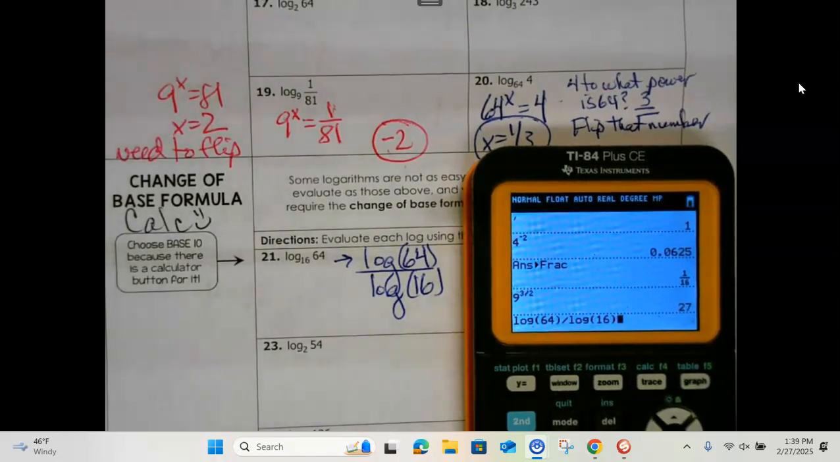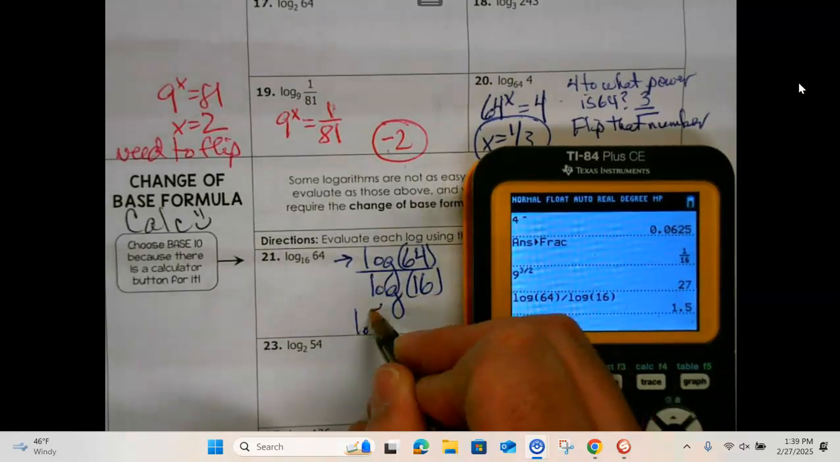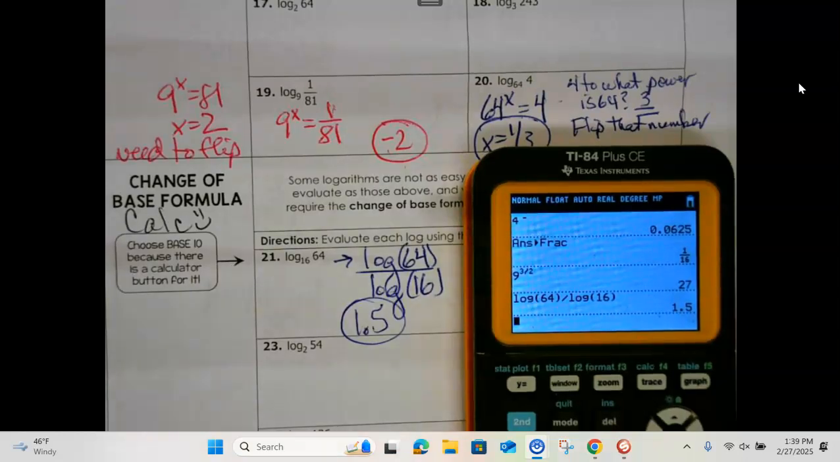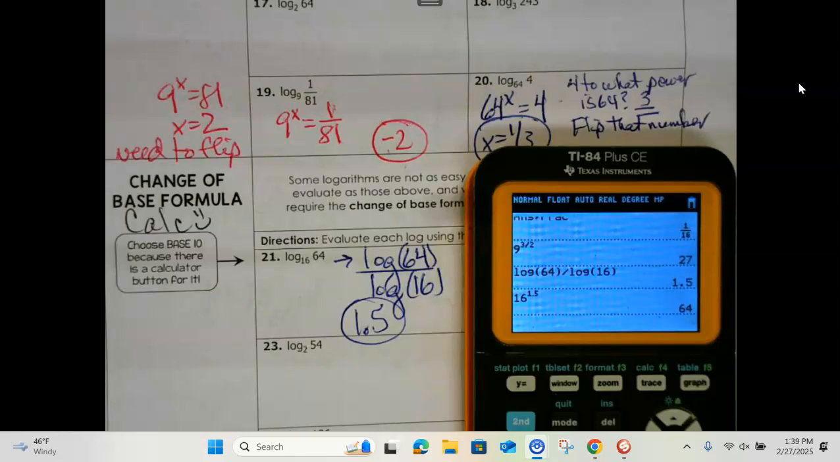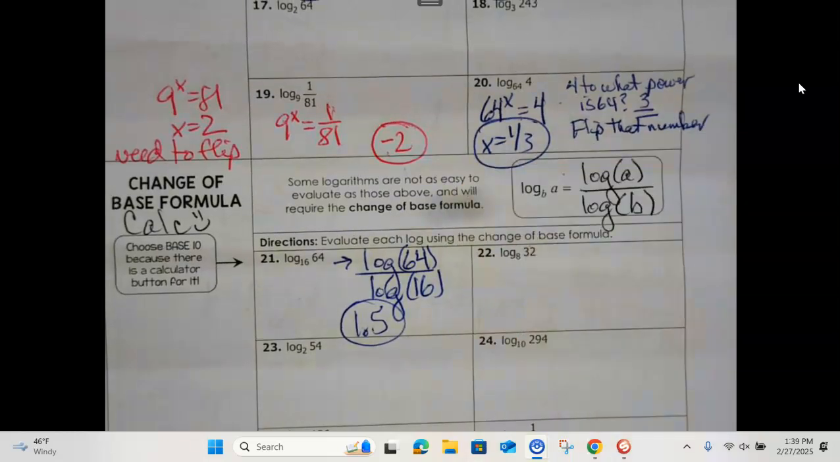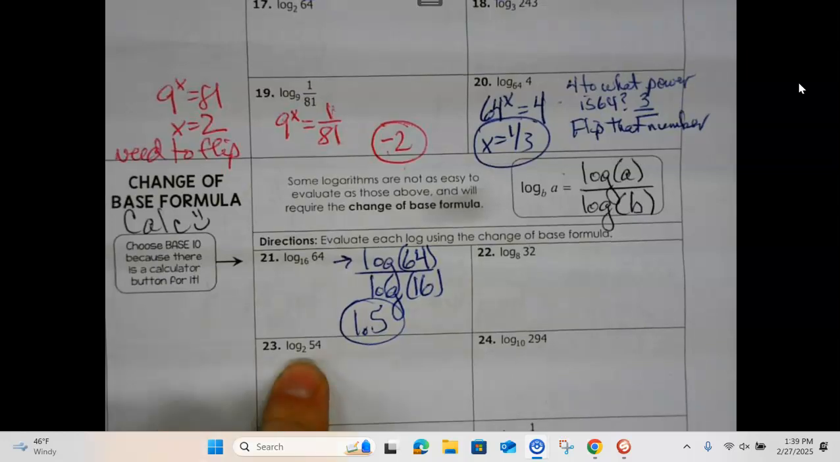Yes, you need the log both times. And as long as you do that, you're going to get the right answer because 16 to the 1.5 power is 64. So, I mean, I don't want to guess that. That'd take a long time. But anytime I get stuck, I can do that. So, I don't know, I'll do the one below it.